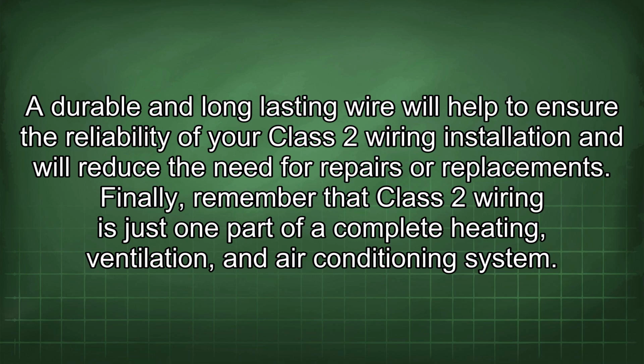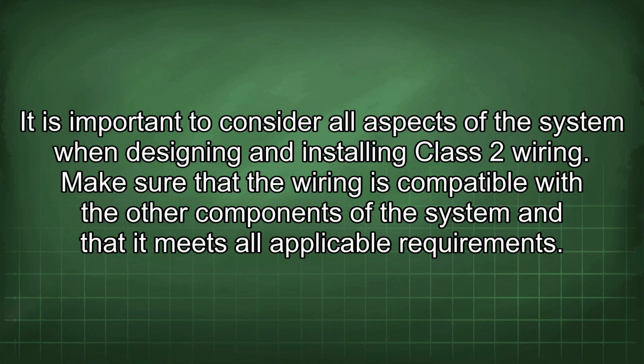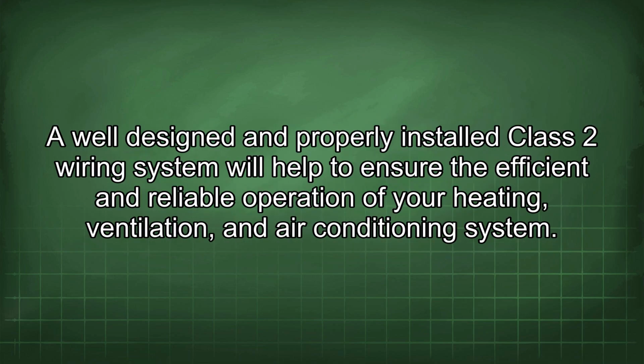Finally, remember that Class 2 wiring is just one part of a complete heating, ventilation, and air conditioning system. It is important to consider all aspects of the system when designing and installing Class 2 wiring. Make sure that the wiring is compatible with the other components of the system and that it meets all applicable requirements. A well-designed and properly installed Class 2 wiring system will help to ensure the efficient and reliable operation of your heating, ventilation, and air conditioning system.